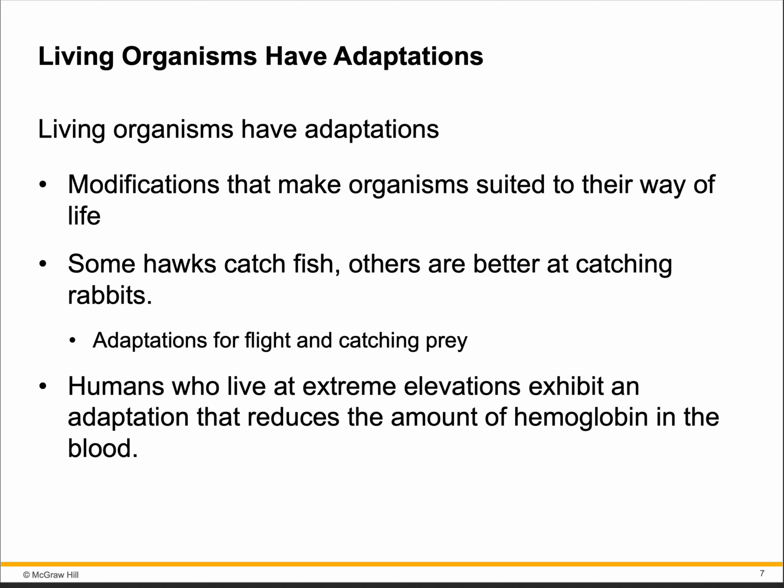Organisms are able to adapt. Let's see, some hawks catch fish, others are better at catching rabbits. So adaptations for flight and catching prey. Humans who live at extreme elevations exhibit an adaptation that reduces the amount of hemoglobin in the blood. So if you live somewhere in high elevation, you're going to have less oxygen, and so that's probably why they're talking about this. Hemoglobin deals with the oxygen in your blood.